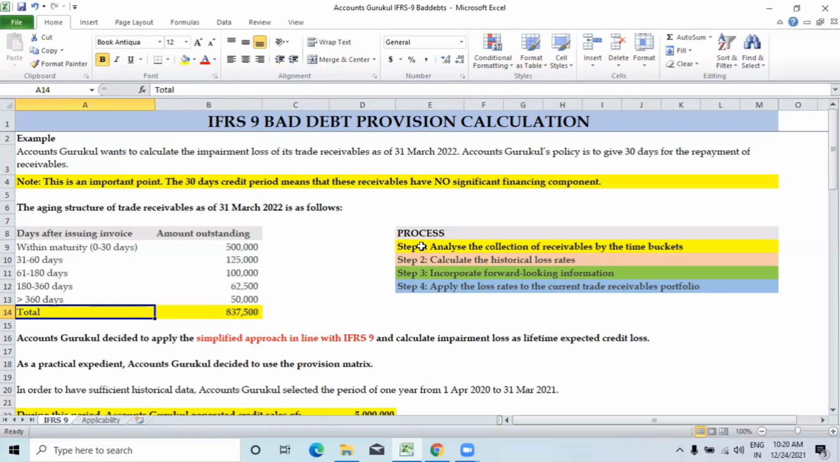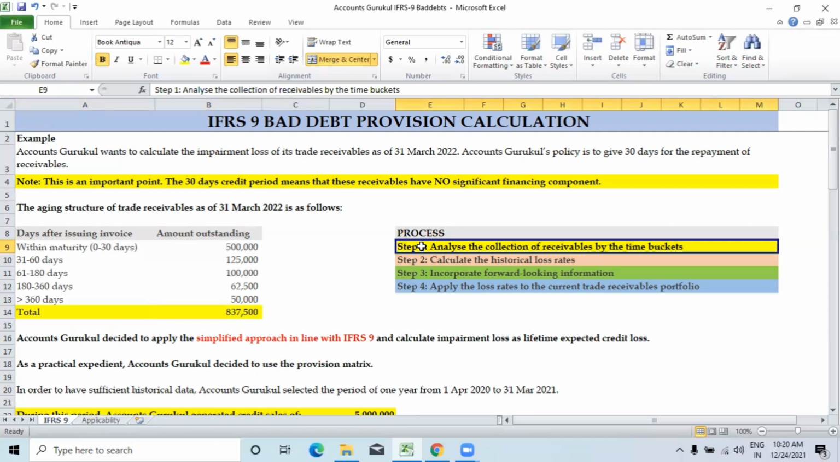Now, as per IFRS 9, we have to follow some processes, and there are two types of bad debt provisions we have to create as per IFRS 9. One is the general approach, and one is the simplified approach. So here we are going to discuss how it works through the simplified approach.